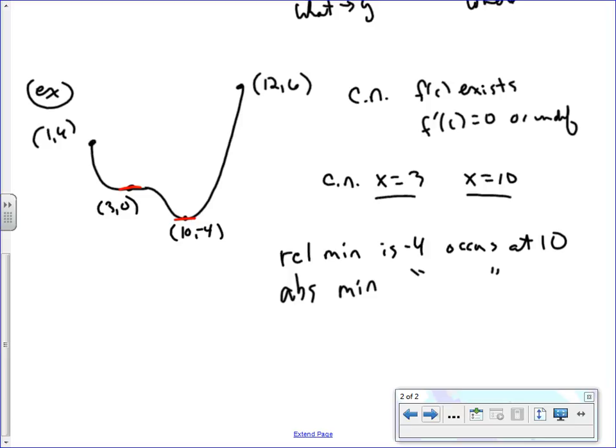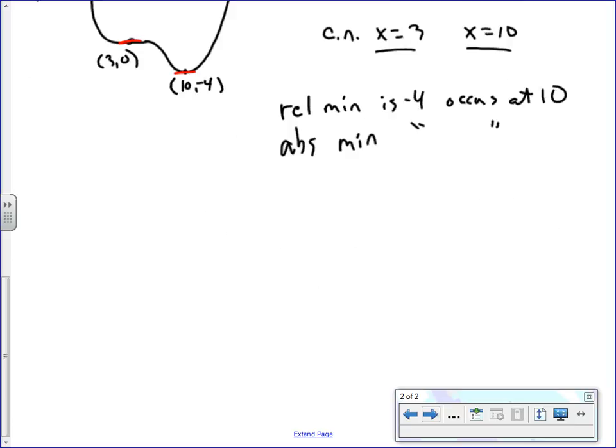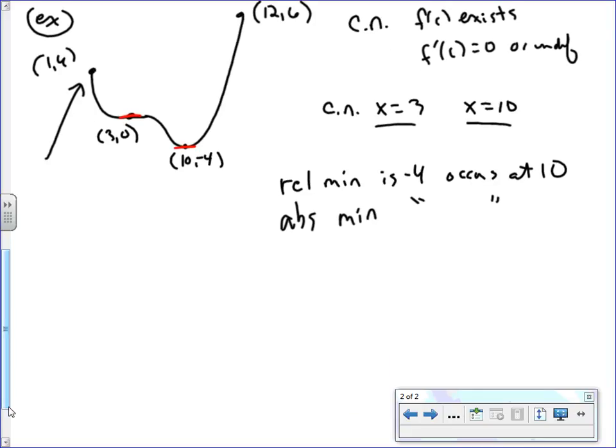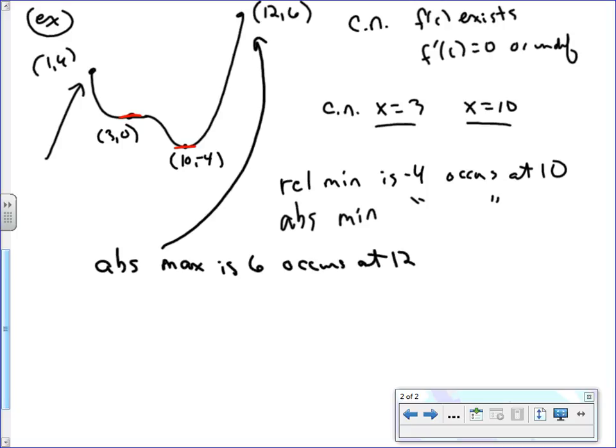There are no relative maxes that are not endpoints. As I said, we don't generally talk about relative extrema as endpoints. I suppose you could call that end a relative max. It's the highest thing around, but it's not generally done. I don't think they do it in the back of your textbook. However, we would say that the absolute max, the highest thing that absolutely occurs, is right there. The absolute max is 6, and it occurs at 12.